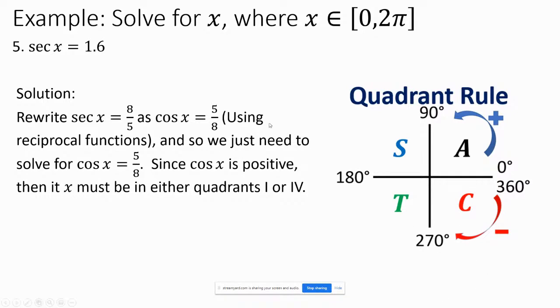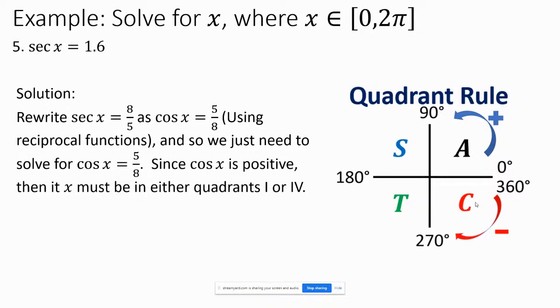Bakit naging 5 over 8? Kasi reciprocal ni secant si cosine. Reciprocal ni cosine si secant. So, i-reciprocal ko si secant para maging cosine, e di i-reciprocal mo rin dapat yung 8 over 5 para maging 5 over 8, para hindi ma-violate yung ating equation. What you do to the left side of the equation should also be done to the right side to balance it, using reciprocal function. And so, we just need to solve for cosine x equals 5 over 8. And since cosine is positive, angle x must be in quadrant 1 or 4.